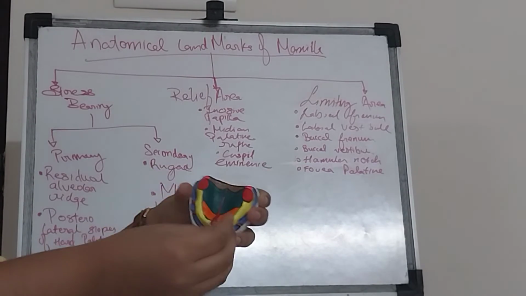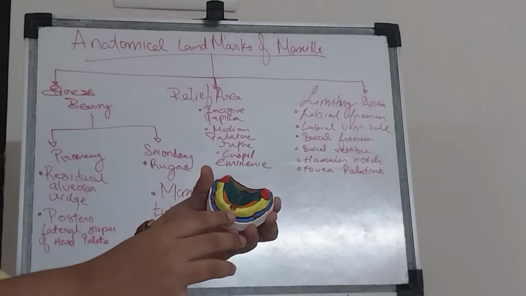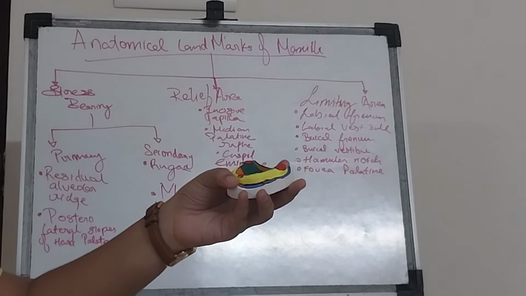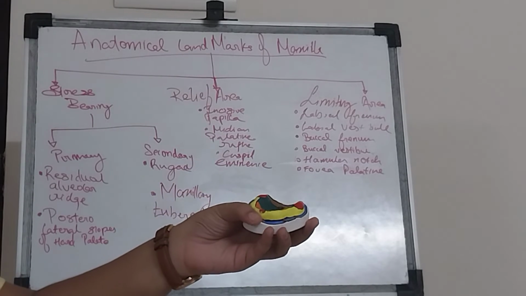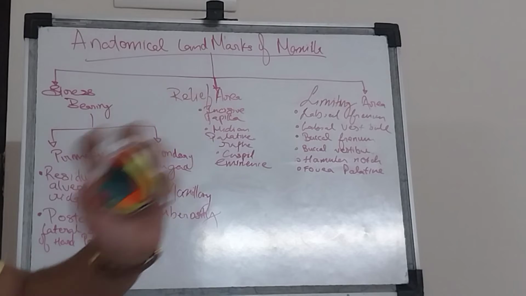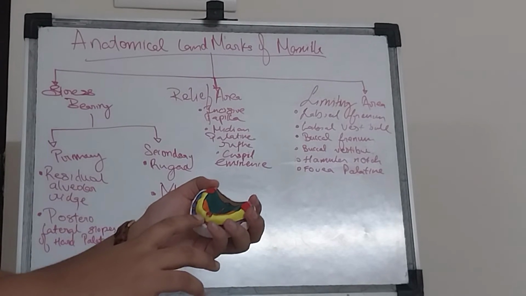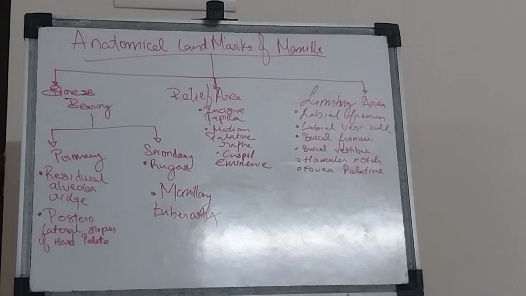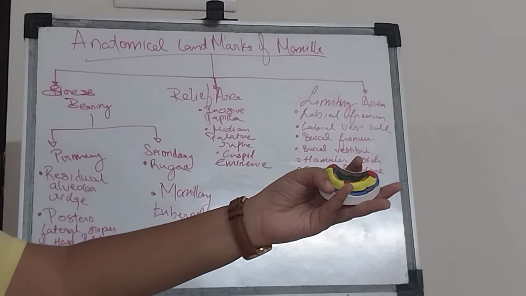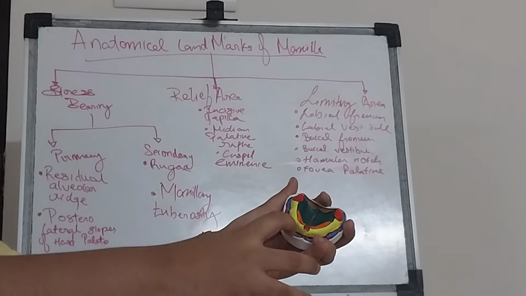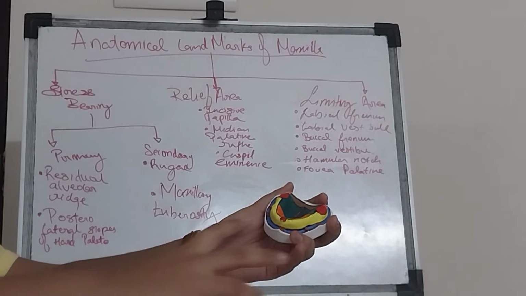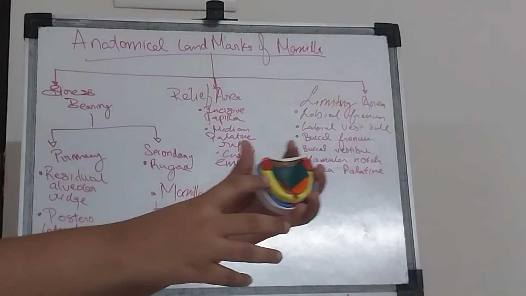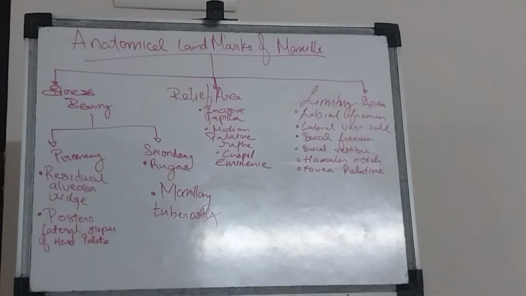Okay, so this is a cast, and an impression is the negative of the cast. So if there is an elevation, there will be a depression on the impression, and if there is a depression over here, there will be an elevation on the impression. Basic logic. The labial vestibule is this small shallow sulcus over here, also called the labial sulcus, and then the buccal vestibule or buccal sulcus.